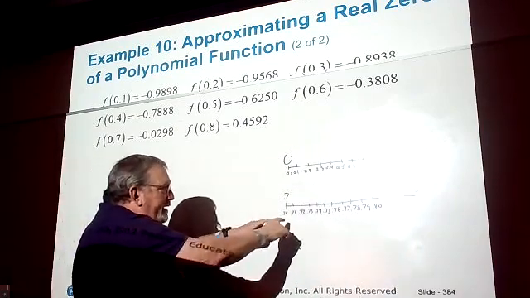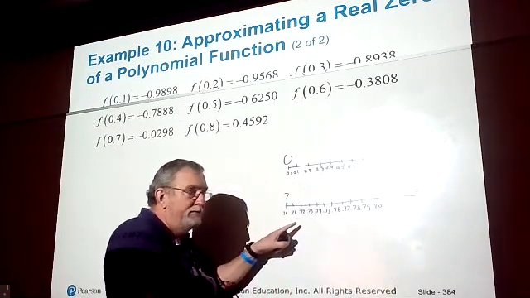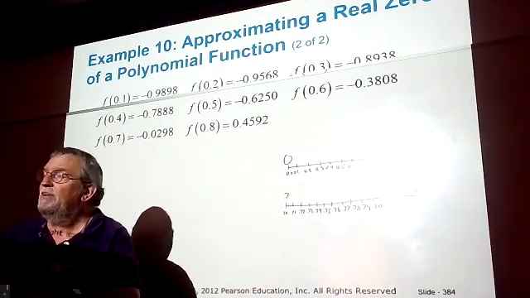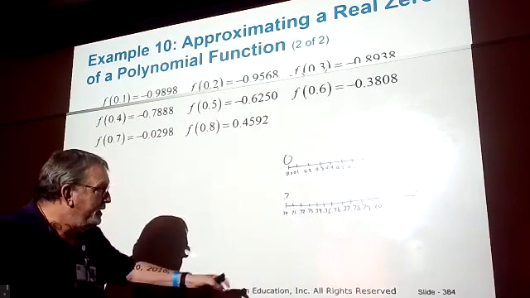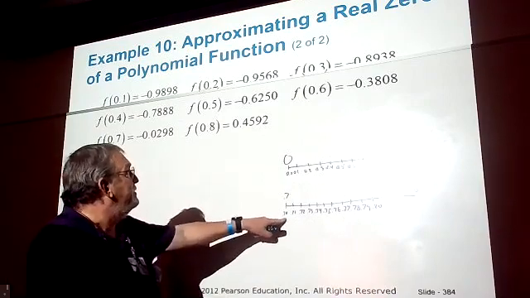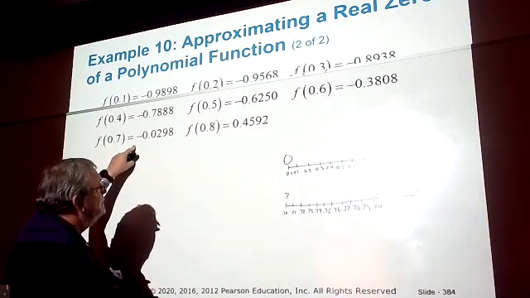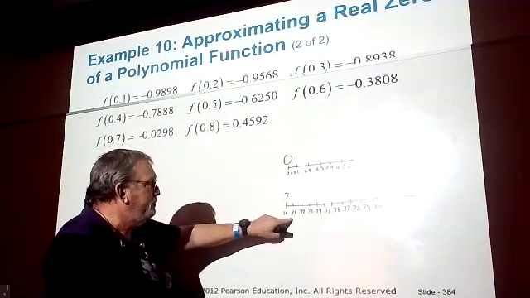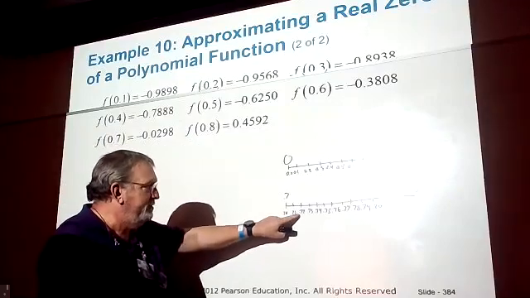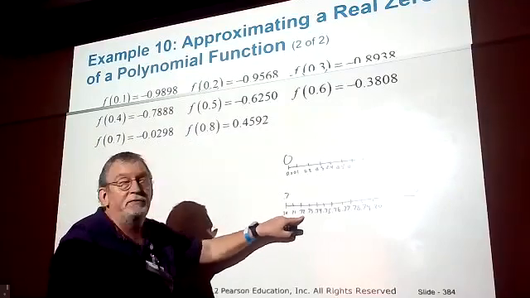So now we check all these endpoints until we find another change in sign. Now we know it's going to be negative here, right? So now I need to check the next one. Is it going to be negative or positive? Is this one going to be negative or positive or zero?